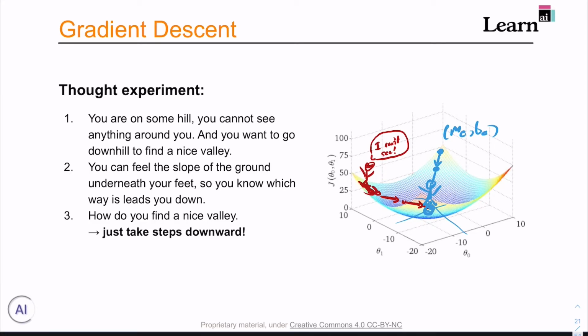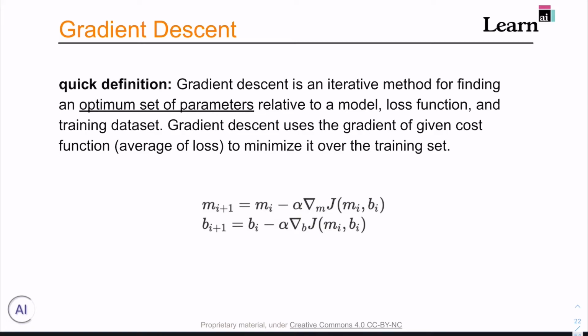That's gradient descent. So we're going to do the mathematical definition now. It looks scary. It's really not. It's not more complicated than what we just talked about. Gradient descent is defined as an iterative method for finding an optimum set of parameters relative to a model, loss function, and training data set. Gradient descent uses the gradient of the given cost function, which is the average of the loss, to minimize it over the training set. Okay, so we have these two equations here. They're declarations, basically. These are updates.